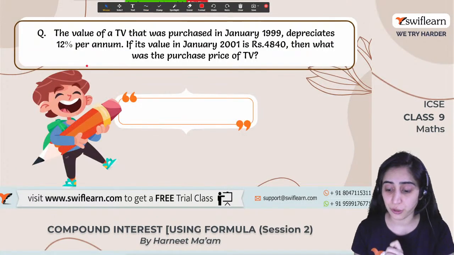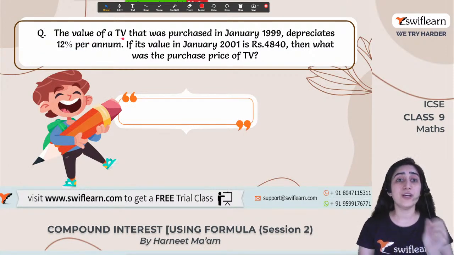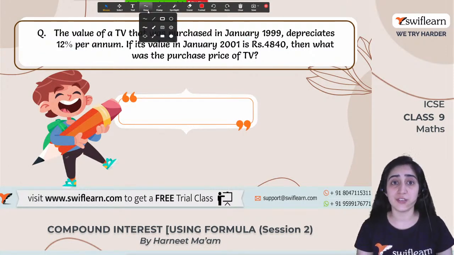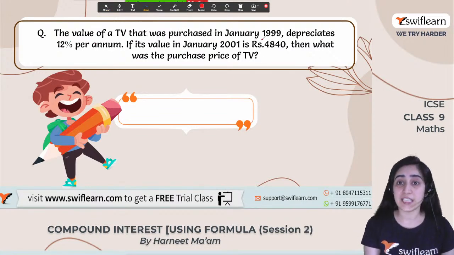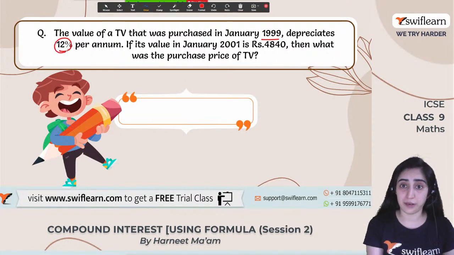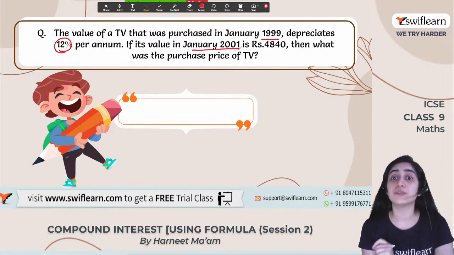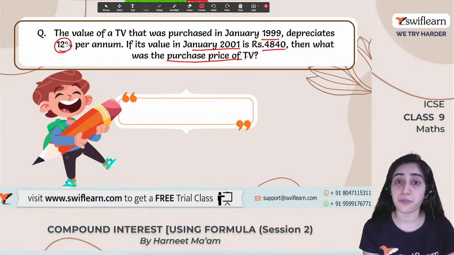Here is a question that you have to do and give me the answers. Let's see who all can do it. So the value of the TV that was purchased in January 1999 depreciate at 12% per annum. Alright. If the value in January 2001 is this, then what will be the purchase price of the TV?